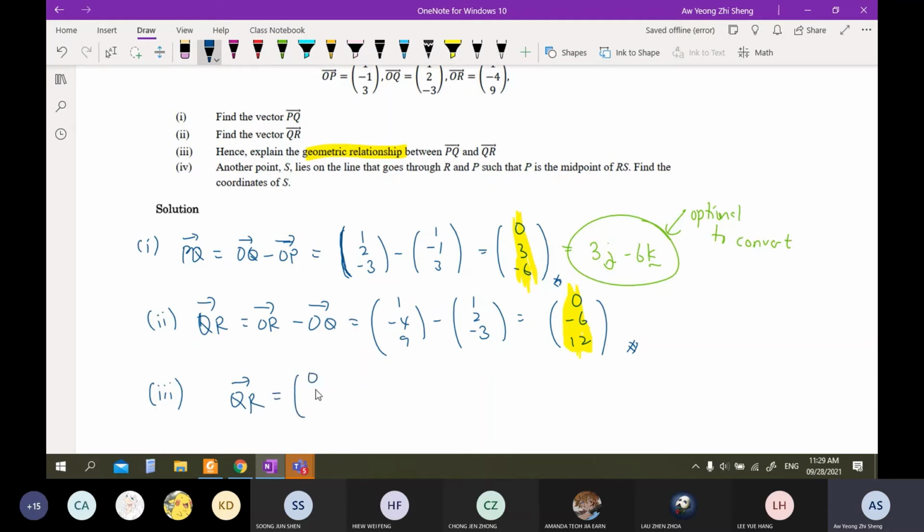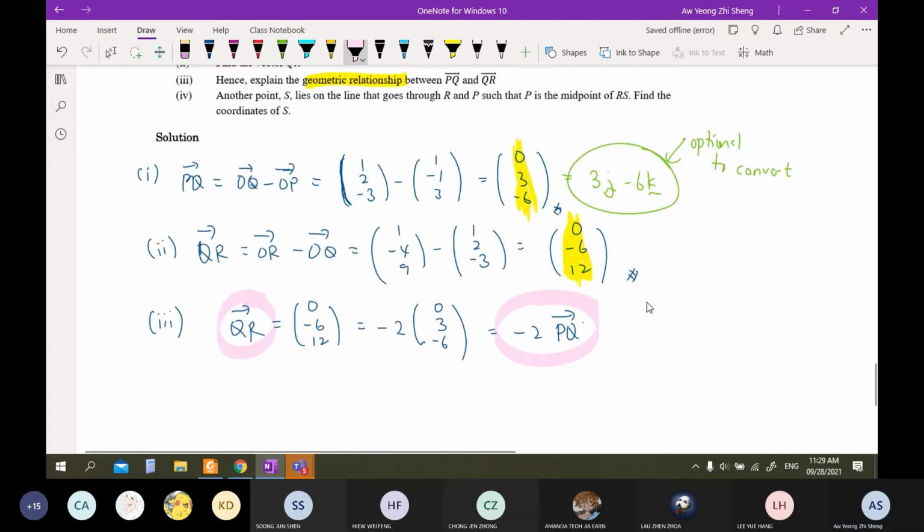QR is equal to 0 minus 6, 12, which is equal to -2 times (0, 3, minus 6). And this will be -2 times PQ. Okay, so we notice that QR is equal to -2 PQ. But in the previous lesson, we learned that if we are able to write a vector as a number times the other vector, that means the two vectors are parallel. Right? We covered this in the earlier pages.